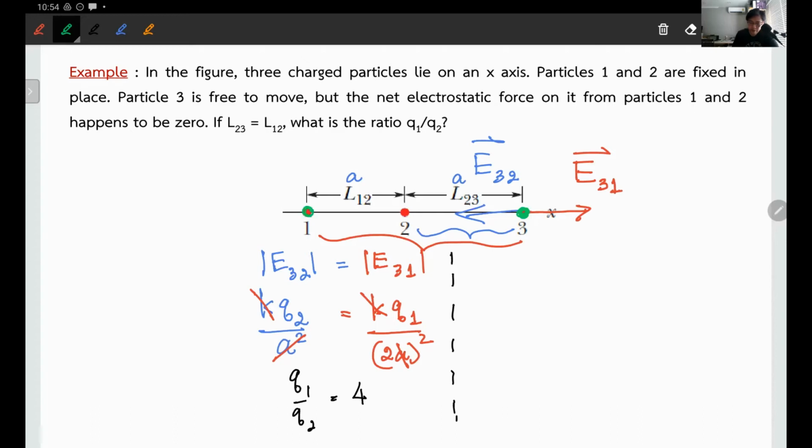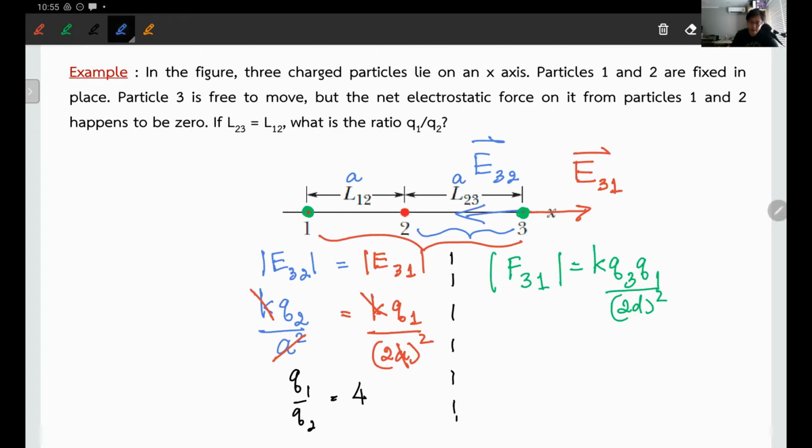Let's look at the pairs. First pair is 1 and 3. I can say there is a force acting on number 3 due to the charge number 1. And what is the magnitude of this? It's going to be K Q3 Q1 over the separation squared. You guys with me? This is the force acting on the charge number 3 due to the charge number 1. According to Coulomb's law, it's K times both of the Q's divided by the separation squared.